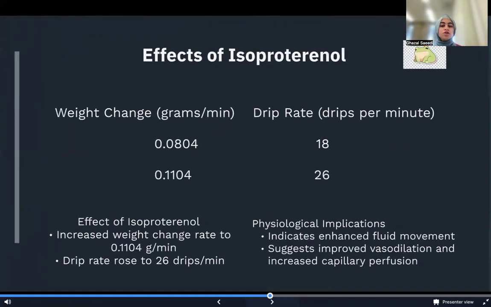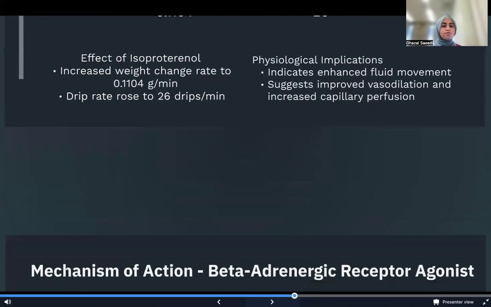Under controlled conditions, the frog exhibited a weight change of 0.0804 grams per minute and a drip rate of 18 drips per minute. After the introduction of the isoproterenol, the weight change increased to 0.1104 grams per minute and the drip rate increased to 26 drips per minute. This indicates a trend of increased fluid movement compared to the controlled conditions.